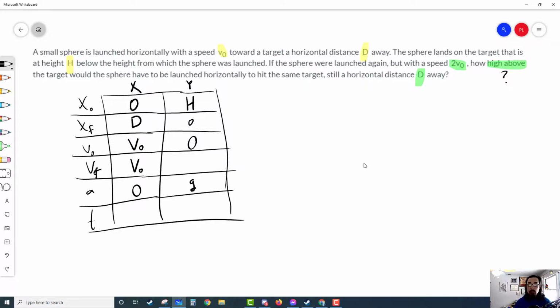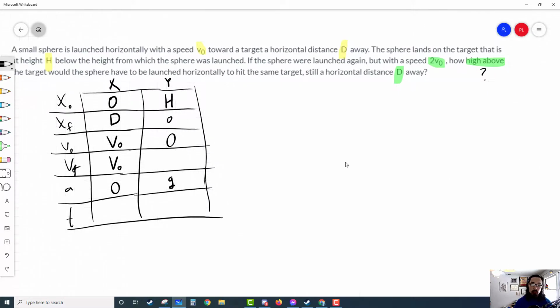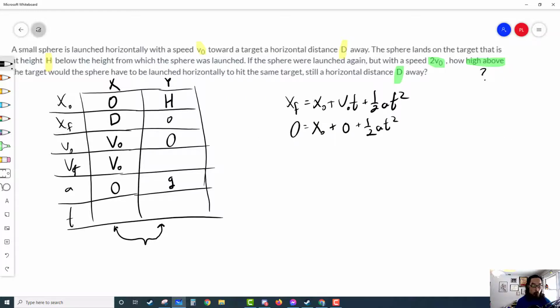So at this moment, what I want to do is figure out time, because time here is the big determining factor of a lot of things. Knowing all this, remember we usually found time using the y-axis, and this time it's not going to be any different. So we have xf is equal to xo plus v initial t plus 1/2 a t squared. I'm going to get rid of all my zeros. So we got 0 is equal to xo, v initial is also 0, plus 1/2 a t squared.